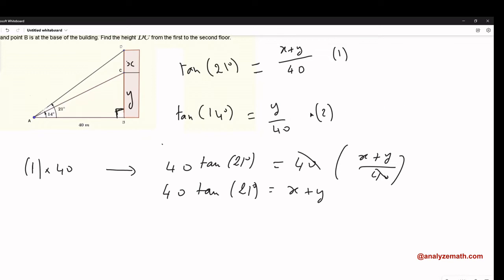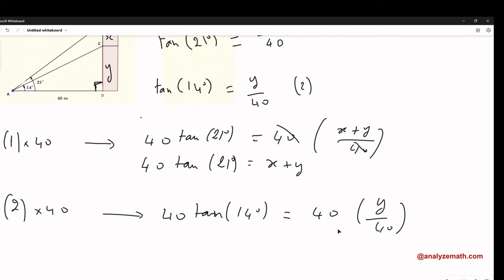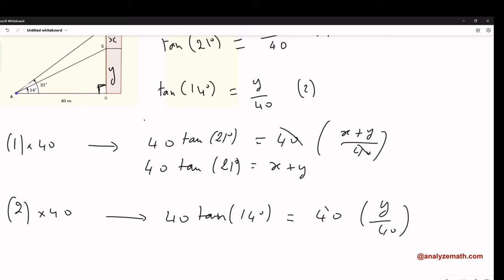Now equation 2, again multiplied by the denominator 40. So equation 2 multiplied by 40 gives me 40 tangent 14 degrees is equal to 40 multiplied by Y over 40. I multiplied by 40 and 40 here, and then I simplify, and of course the 40 over 40 gives me 1. Now my equation is 40 tangent 14 is equal to Y.